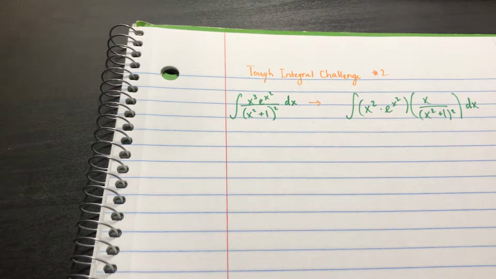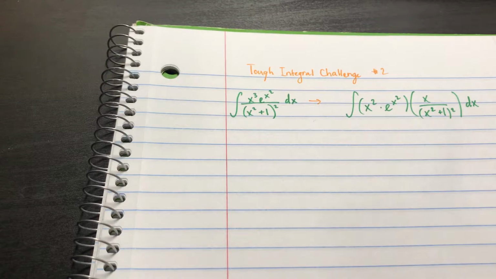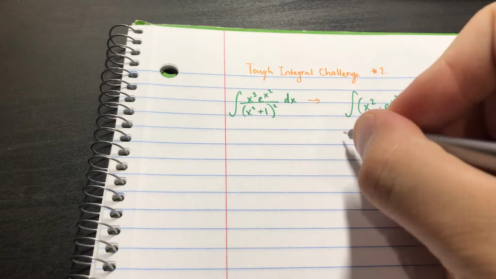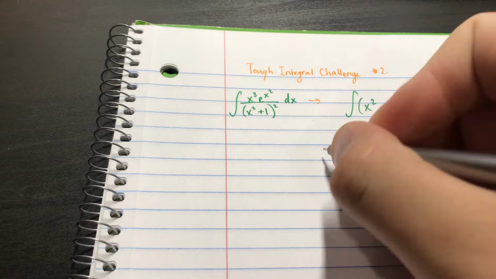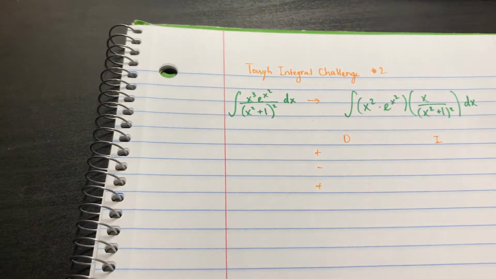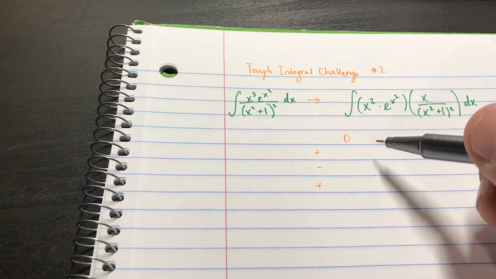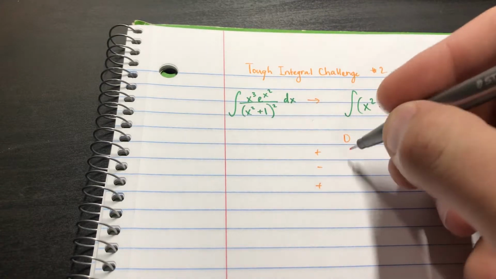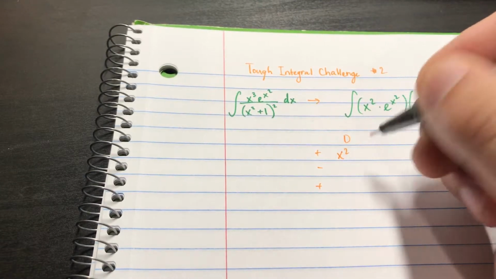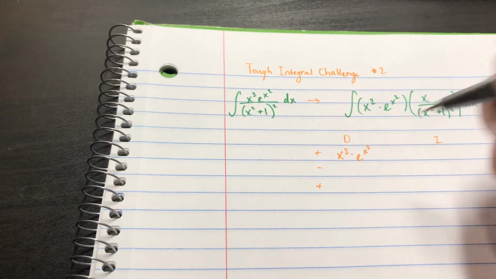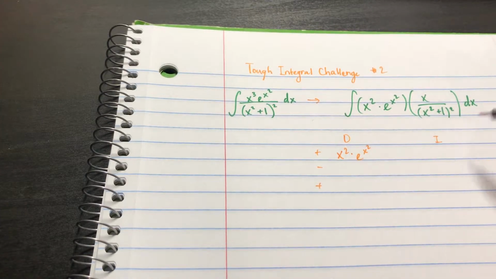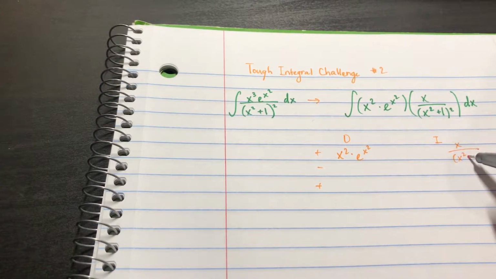Now, the reason why we do this is because in order to solve this integral, we're going to have to use integration by parts. This also means that we have to choose a function to be differentiated and a function to be integrated. The function that I'm choosing to differentiate is going to be x squared times e up to the x squared, and the function that I'm choosing to integrate is going to be x over x squared plus 1 squared.